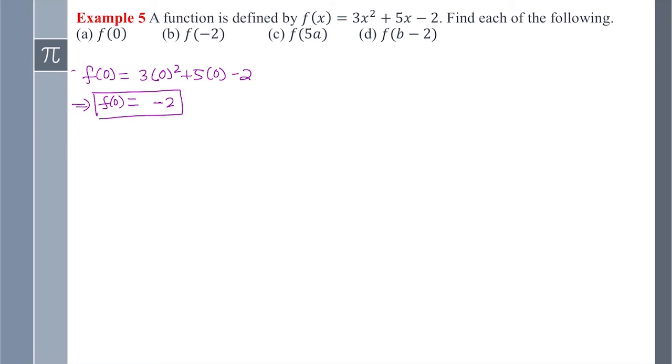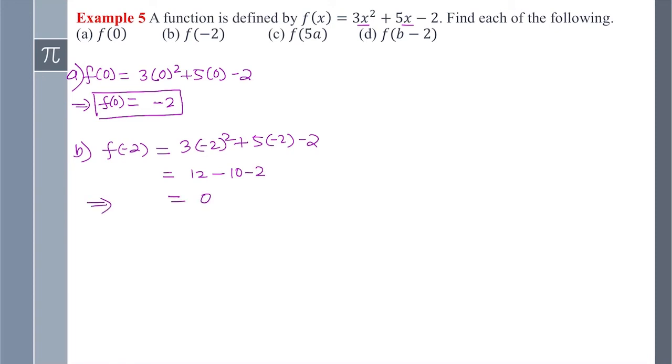Now that's A. And B, f of -2, we do the same thing. So we'll take that -2 and substitute for x. So 3 times -2 squared plus 5 times -2 minus 2. So -2 squared is 4, times 3 is 12, minus 10 minus 2, and that gives us 0. So that means f of -2 equals 0.